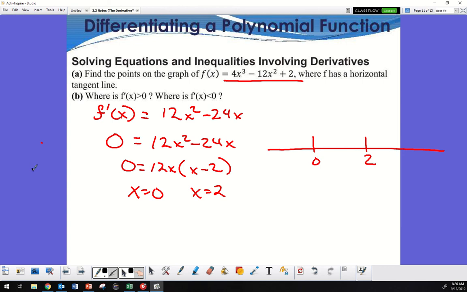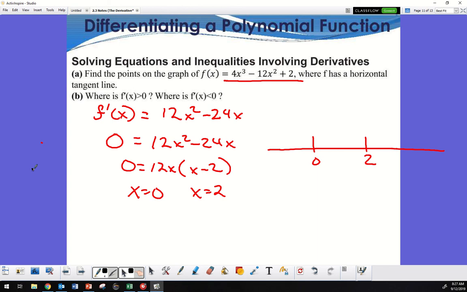All right, so f prime is going to be greater than 0. Let's see. I'm going to start plugging in numbers, just plug in for the derivative on this number line right here. I already know when x is 0, it's going to be 0, and when x is 2, it's also 0. Using this little number line trick is going to help you out. Just pick a number on this side.